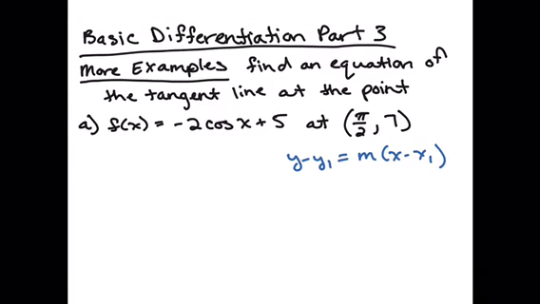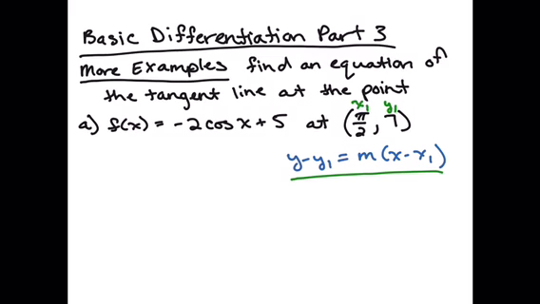This video is part 3 of our lesson on basic differentiation. We're going to start with finding the equations of tangent lines. For this first example, our function is -2 cosine x plus 5. We want to find the tangent line at the point (pi over 2, 7). That gives us the x1, y1 that we will plug into our equation of a line in point-slope form.